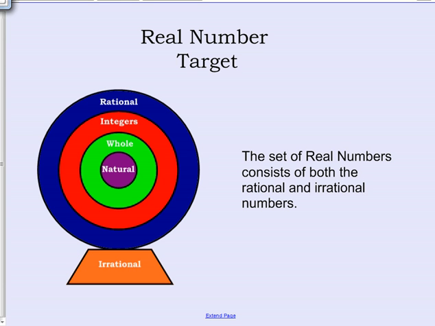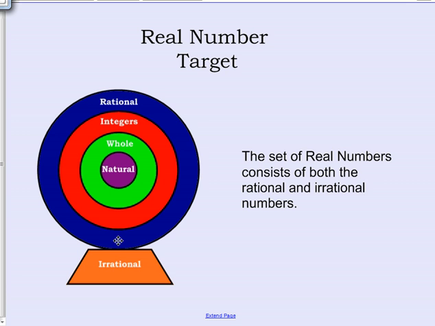Alright, today we're going to be talking about real numbers and how to classify real numbers. In this lesson it's going to be a lot of vocabulary and a lot of organizing of what type of number is what. To help us organize it, we actually have a real number target. And in this target, it breaks down how each number is classified and how.